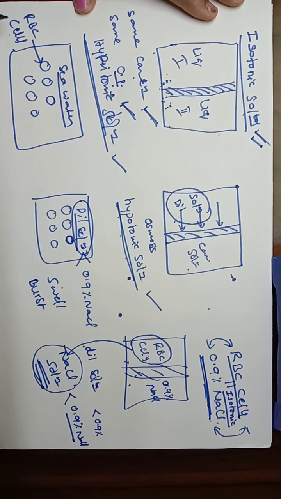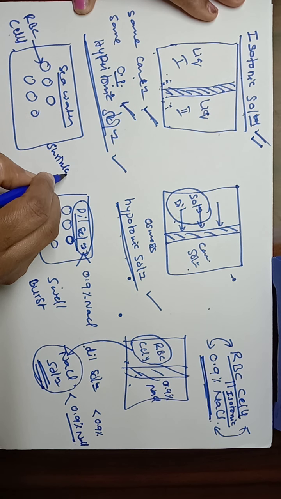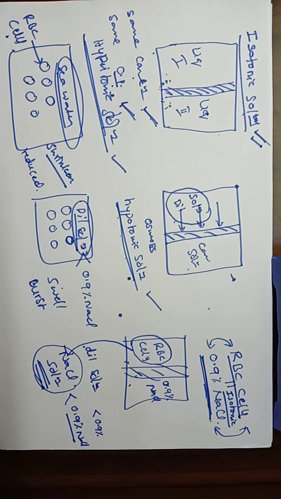By the addition of RBC cells, these cells will undergo shrinking. That means the solvent molecules or solvent particles will move from the RBC cells into the seawater, so that the RBC cells get shrunken. That means the size of these RBC cells gets reduced. Such seawater, which has more osmotic pressure, can be taken as a hypertonic solution.